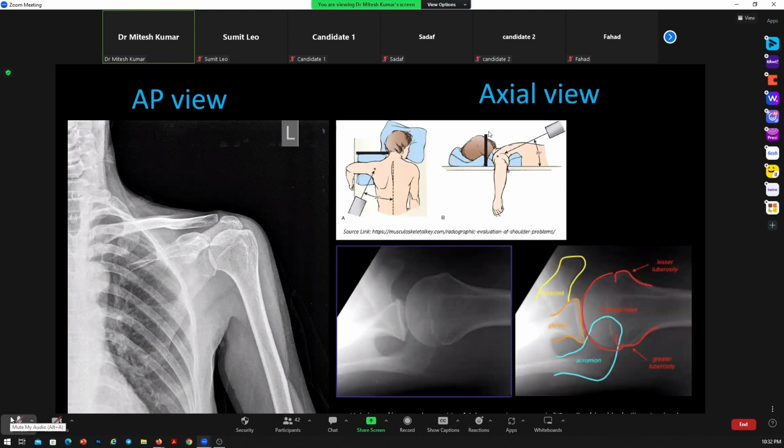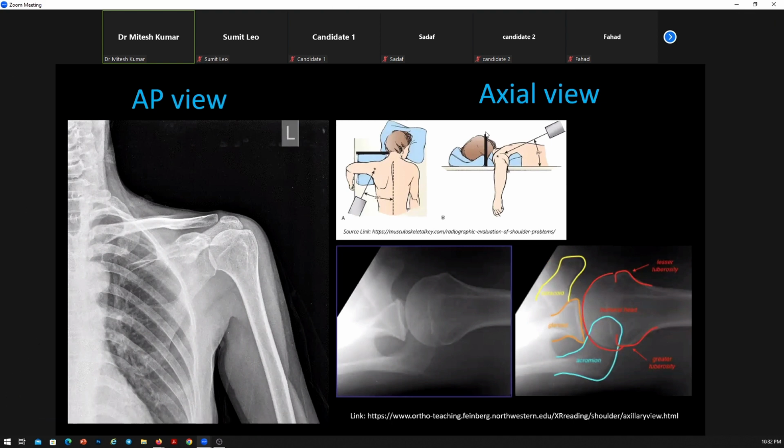Now, this is an example of an axial view of the shoulder joint. This is taken with the patient lying prone, and the X-ray beam is projected towards the shoulder joint, making 25 degrees from the table. And this is how the X-ray will appear. Here we can see the coracoid process, acromial process, glenoid rim, and the humeral head.